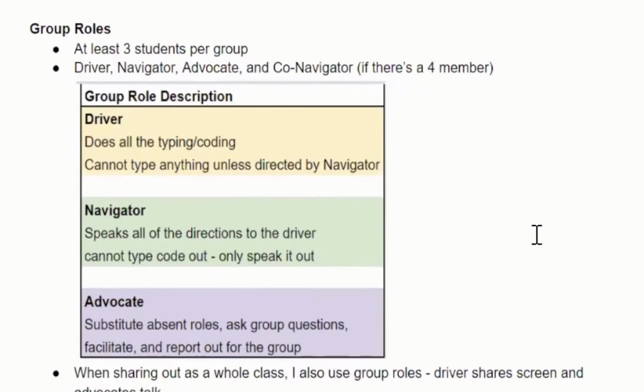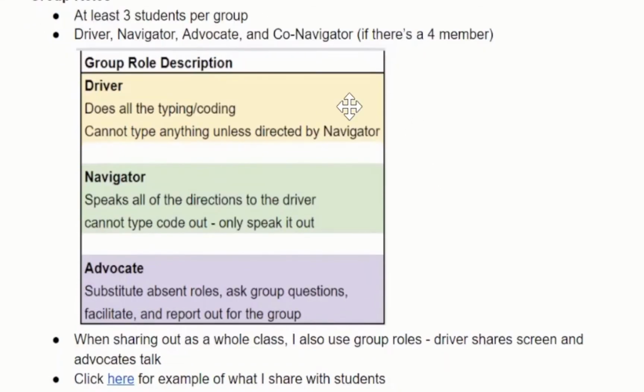There are a couple of things I want to share. So the first one is group roles. I have at least 3 students in one group, and sometimes there's one group with 4. So then I just make that person the co-navigator. So I assign expectations to each role. So the driver.